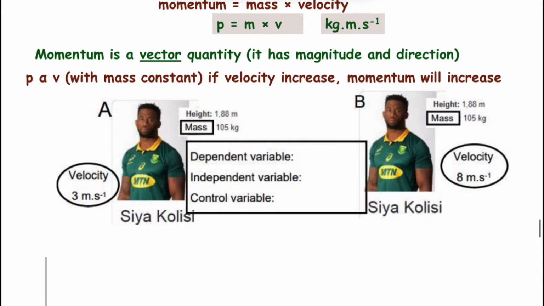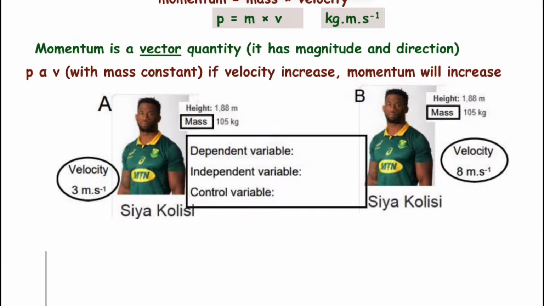Now let's look at an example. I have Siya Kolisi, and everybody knows Siya Kolisi, and he's running at a speed of 3 meters per second. His mass is 105 kg. He increases his speed from 3 meters per second to 8 meters per second. So his mass here is going to be constant. It does not change. It's a control variable.